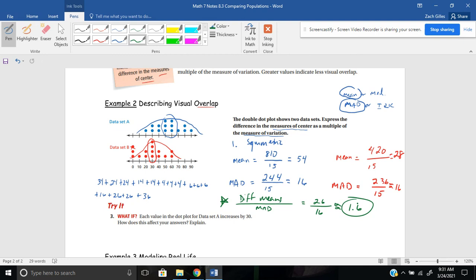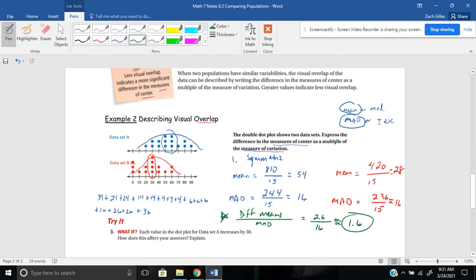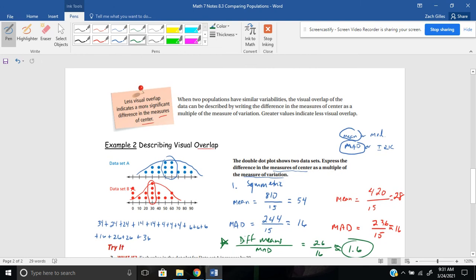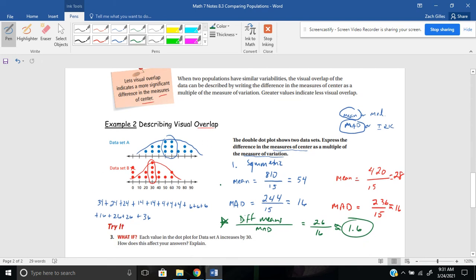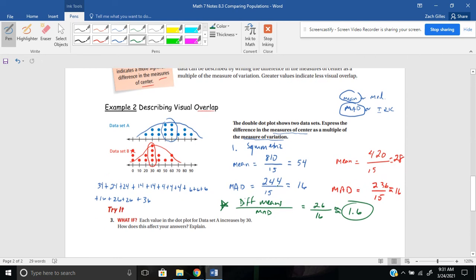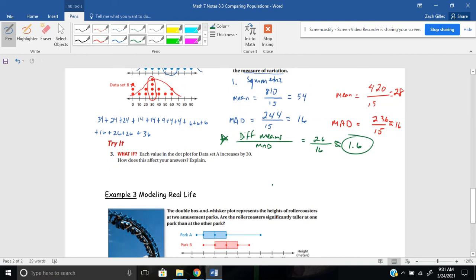Okay, so that's kind of a lot to throw at you, but with that number, you can start to see it says less visual overlap indicates more significant difference in the measure of center. So here, they were relatively close, so you can see that there's not too much of a difference there. Greater values indicate less visual overlap. Okay, and we didn't have that in this case.